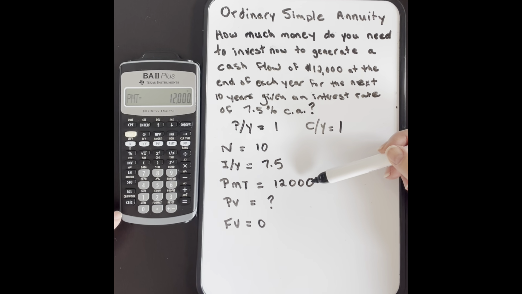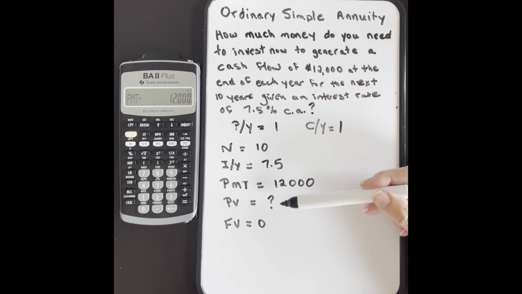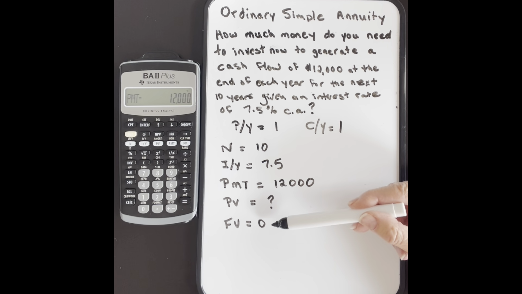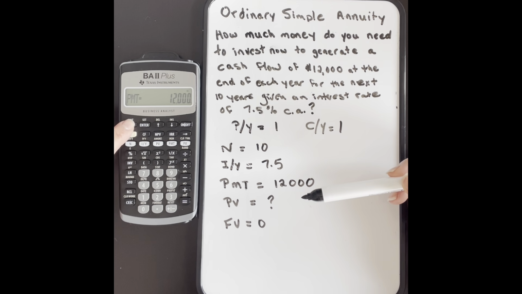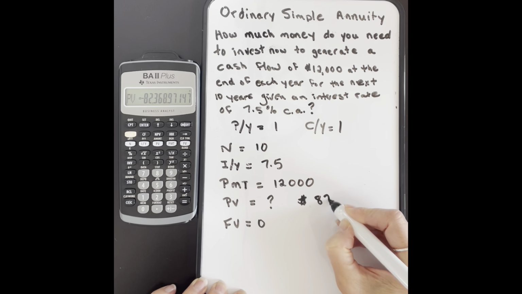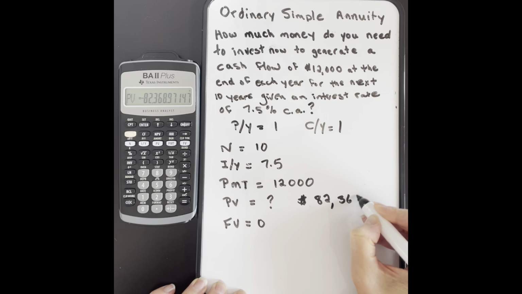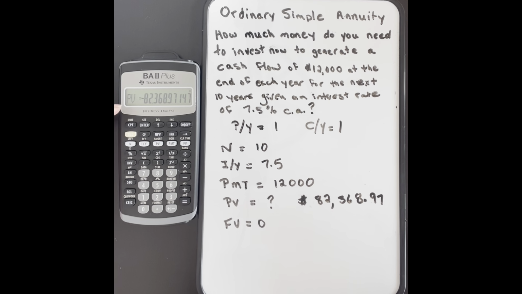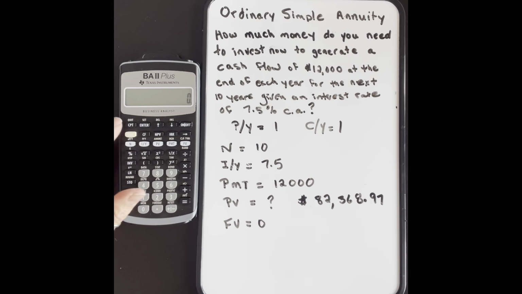In this case, 12,000 is going to be positive because you're going to be receiving that money. So it's coming to you, it will be positive. Present value is what we're asked to find. So let's compute present value. And we get $82,368.97. It says negative because you're going to be investing that. It's going into that account, but we can ignore the negative when we give our result. Let's clear this and clear our worksheet and take a look at the next example.